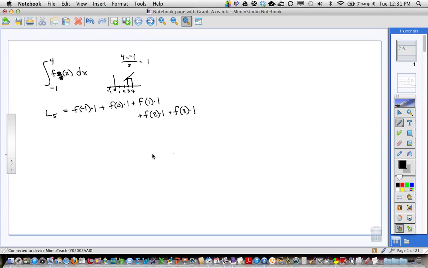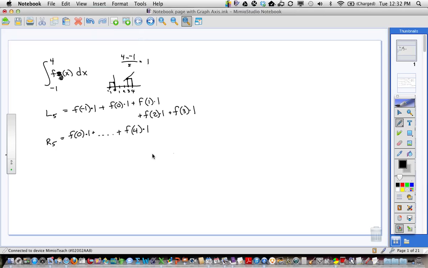Okay? All right, now what if it would have been R5? So the first one would have been at f of 0 times 1 plus dot dot dot. And the last one would have been f of 4 times 1. So you don't start at the far left edge when you're doing a right rectangle. Your first right rectangle height would be there and then go back.